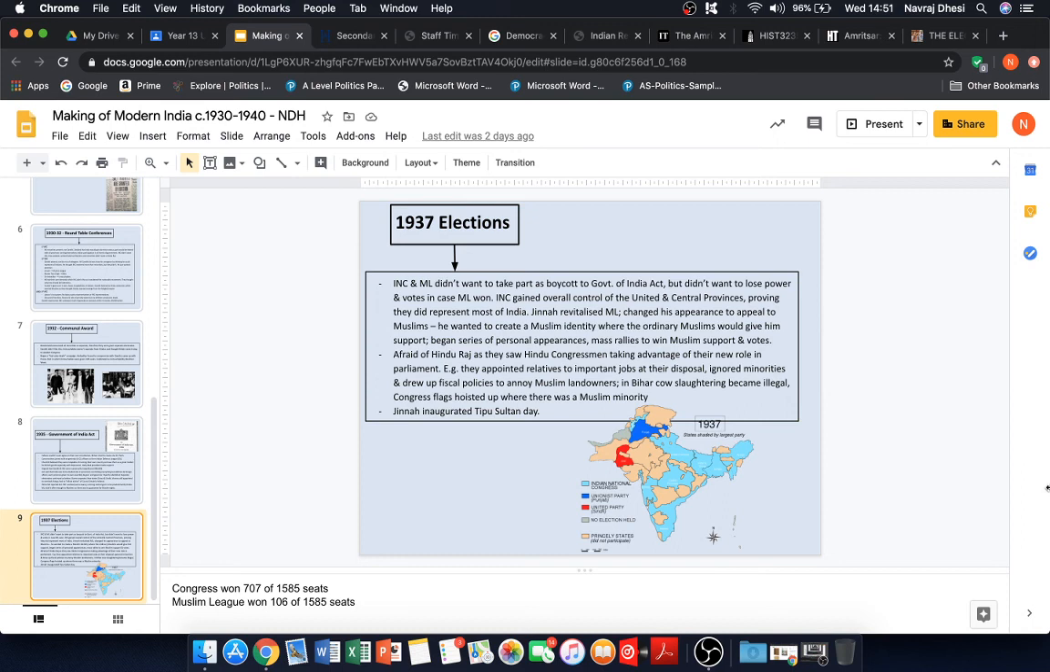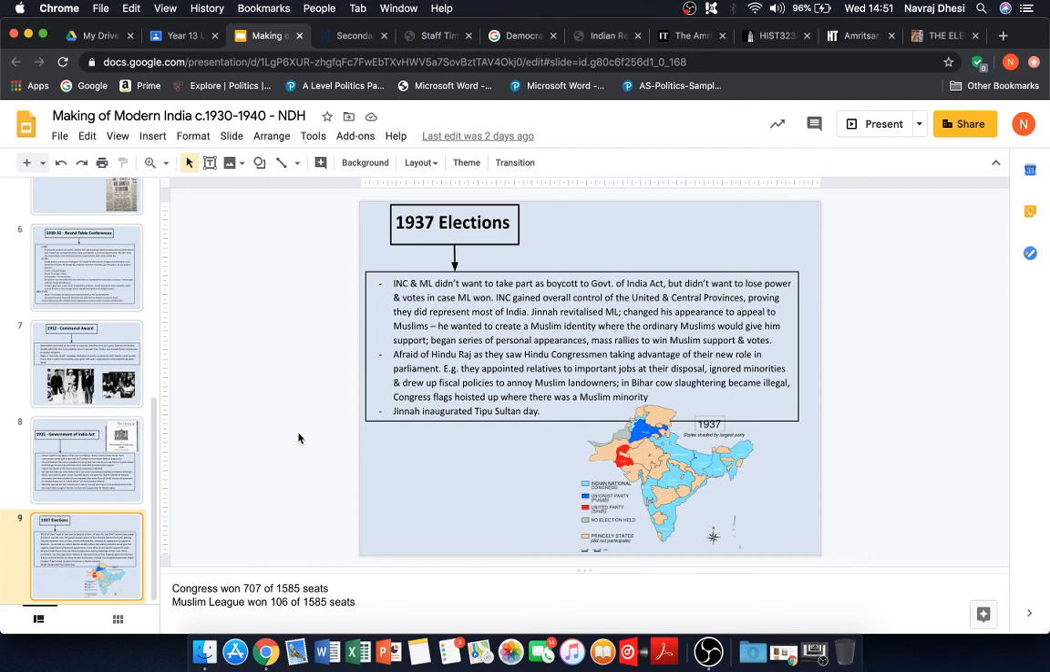They saw Hindu congressmen taking advantage of their new role in parliament. They appointed relatives to important jobs at their disposal, ignored minorities, and drew up fiscal policies to annoy Muslim landowners. In Bihar, cow slaughtering became illegal. Congress flags were hoisted where there was a Muslim minority. These results, of course, are incredibly problematic. Congress won 707 of the 1,585 seats. The Muslim League won a mere 106 of the 1,585 seats.